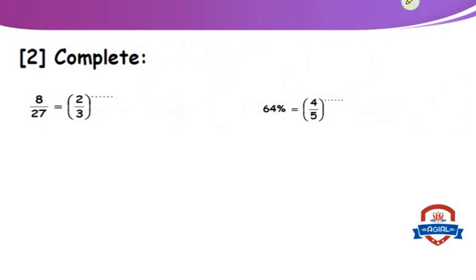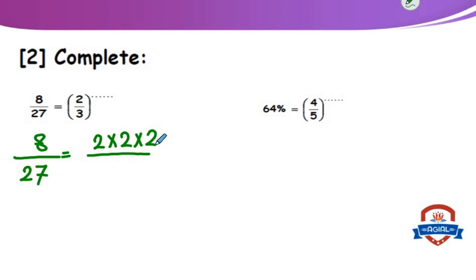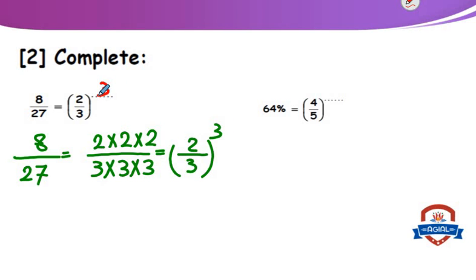Understand? Another example: complete. 8 over 27 equals 2 over 3 to the power what? 8 equals 2 times 2 times 2, and 27 equals 3 times 3 times 3. So it equals 2 over 3 to the power 3. Then the power equals 3.